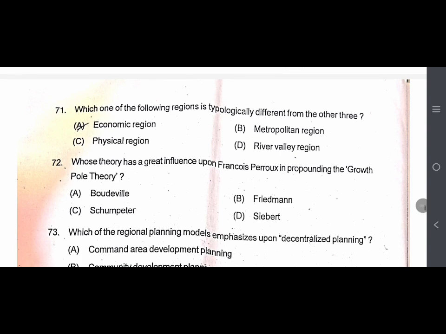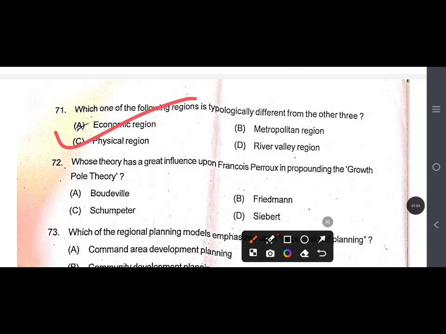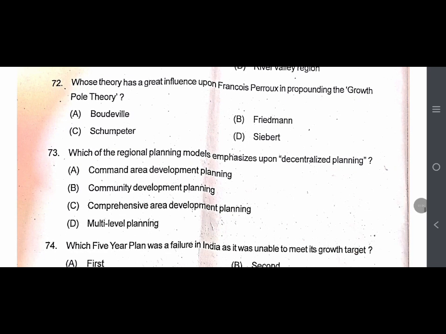71. Which one of the following regions is topologically different from the other three? Okay, answer to be option C. 72. Whose theory has great influence upon Francois Perroux in propounding the growth pole theory? Okay, answer to be option B.